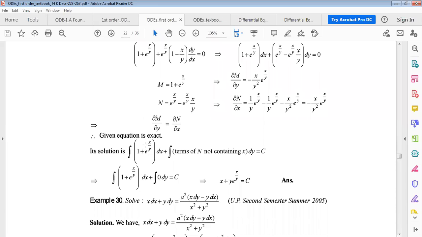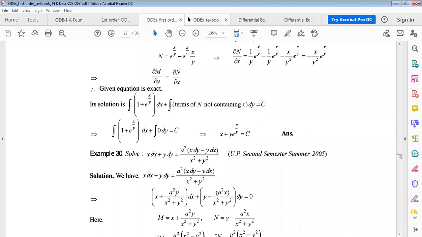Now its solution will be the integration of M with respect to x plus the integration of the term of N not containing x, that is, without x, dy, equals c. So integrating with respect to x will be this. Understand everybody? Very easy for you.